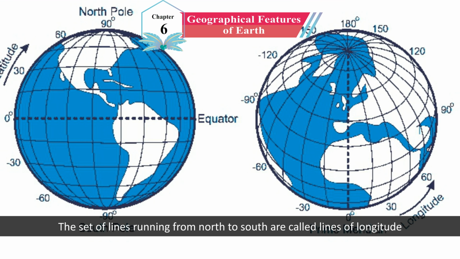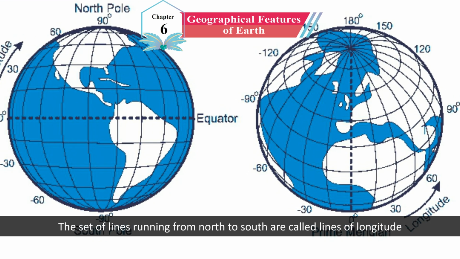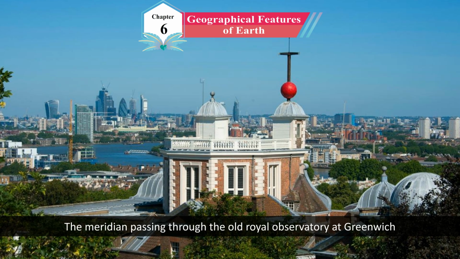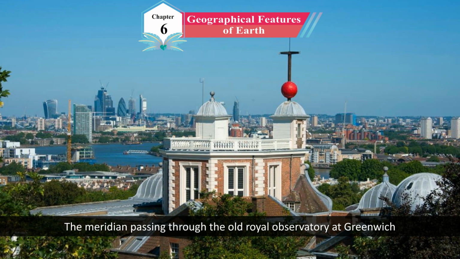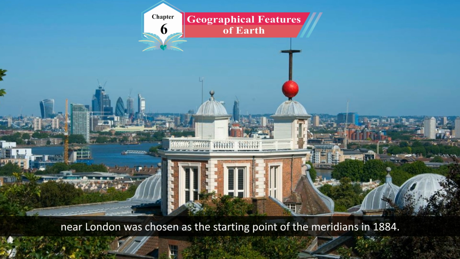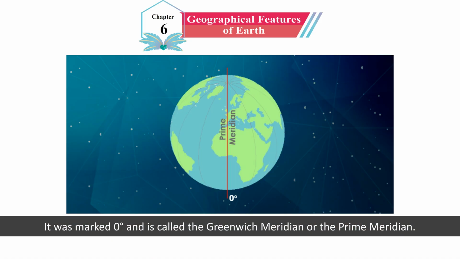Longitudes. The set of lines running from north to south are called lines of longitude or meridians. The meridian passing through the old Royal Observatory at Greenwich near London was chosen as the starting point of the meridians in 1884. It was marked 0 degree and is called the Greenwich Meridian or the Prime Meridian.